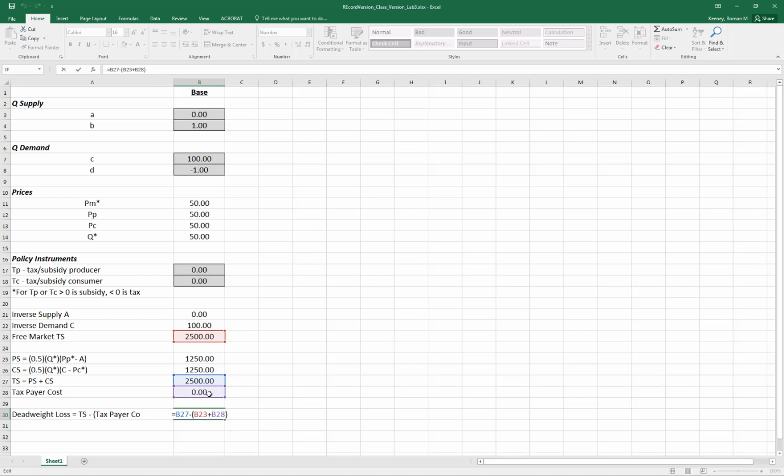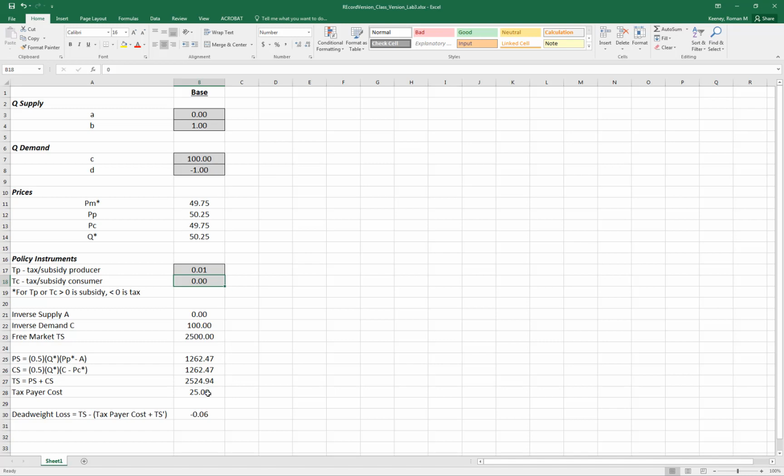Okay, and so it's probably easier to see how this works when I put in a value for one of the taxes and subsidies. So let's go back and do that. So let's just make a simple 1% subsidy to the producer in this market. And you see the deadweight loss gets calculated here. So the free market solution says 2,500 is the benchmark, or sorry, is what we expect if we don't influence this market.